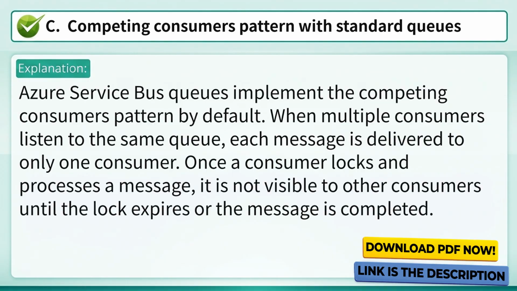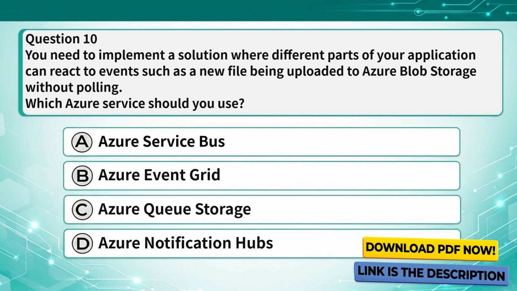Correct answer: C. Competing consumers pattern with standard queues. Explanation: Azure Service Bus queues implement the competing consumers pattern by default. When multiple consumers listen to the same queue, each message is delivered to only one consumer. Once a consumer locks and processes a message, it is not visible to other consumers until the lock expires or the message is completed.